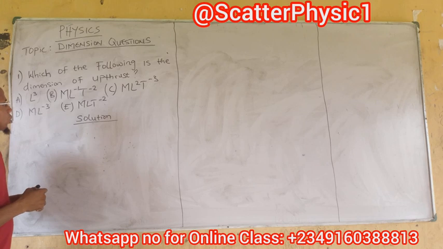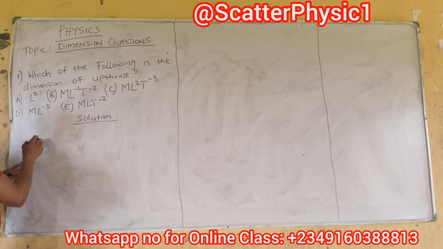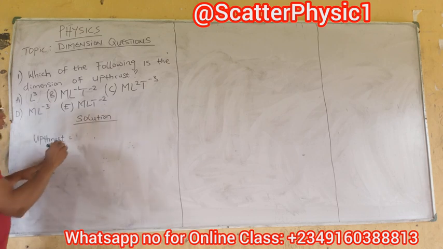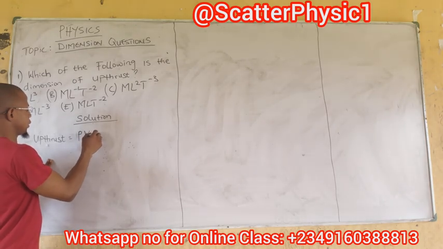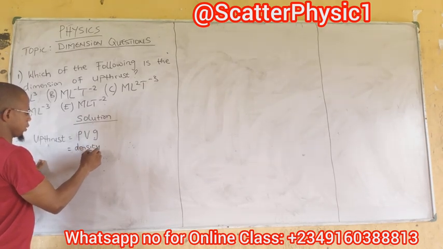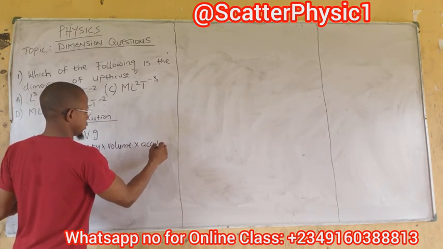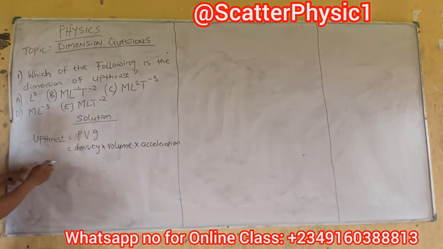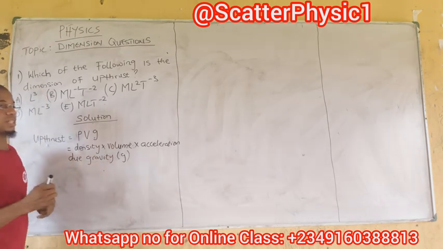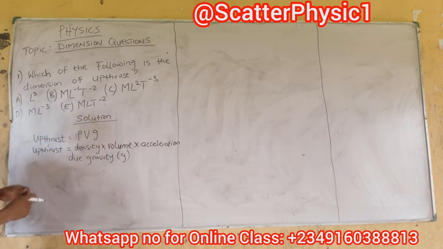We say upthrust is equal to, the formula for upthrust is ρVg, which is equal to: ρ is density, times V, volume, times g, acceleration due to gravity, which we use g to represent. This is the formula for upthrust.